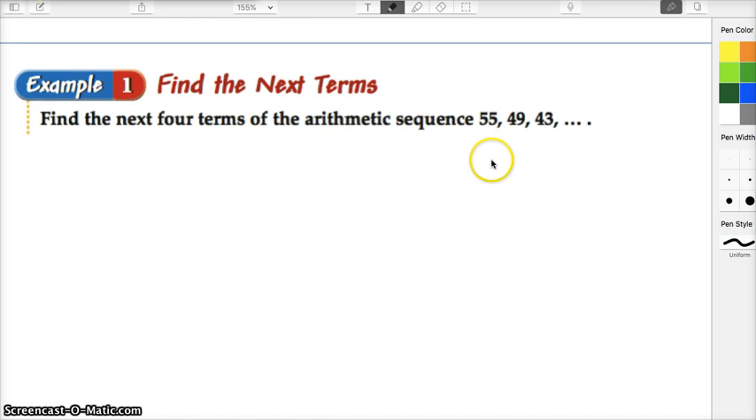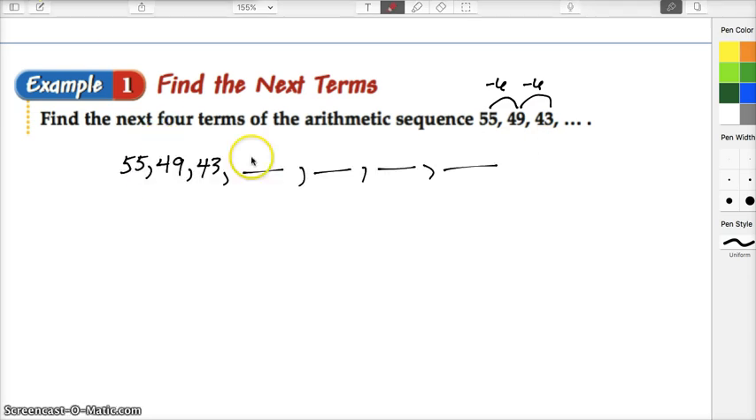So here in our first example, we are required to find the next 4 terms of this sequence. Well, we're dealing with arithmetic sequences. Not all sequences are arithmetic, but we are dealing with arithmetic sequences. So I hope to find a common difference between these numbers. It looks like I'm going from 55 to 49, which is adding a -6. 49 to 43, adding a -6. So now that I've got the pattern, I can continue on. I'm just going to add -6 each time. And so the terms I get will be 37, 31, 25, and 19.